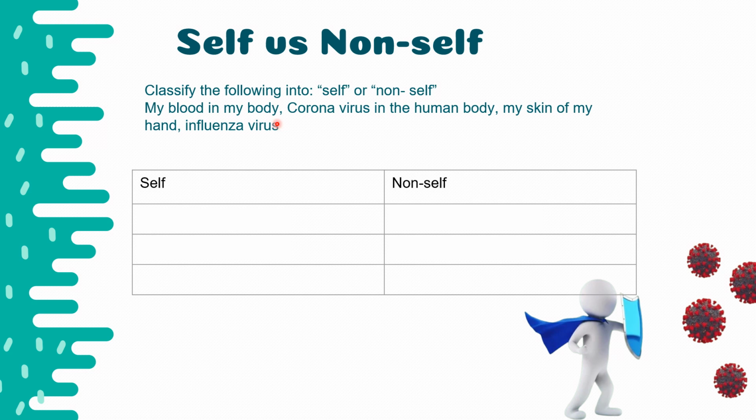The blood in my body, is it self or non-self? Does it belong to our body? Yeah, it belongs to our body. So, it is self. What about the coronavirus in the human body? Is it a foreigner or is it from our body? It's a foreigner. So, the coronavirus is recognized by the body as non-self. My skin of my hand, it's self, and the influenza virus, it's non-self.